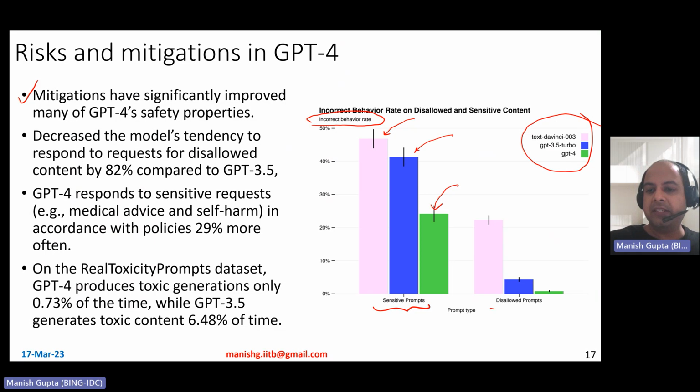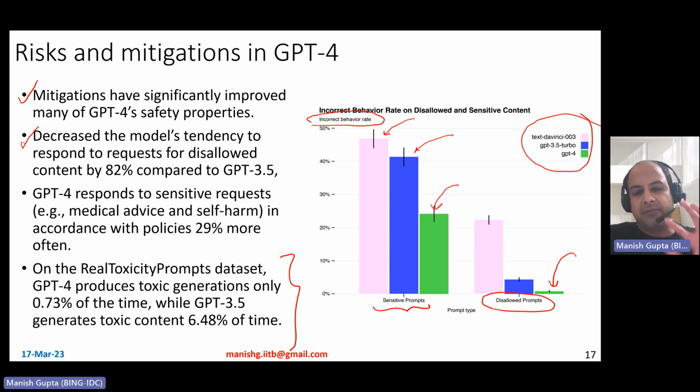Even on disallowed prompts, as you see, clearly it is coming up with a much smaller incorrect behavior rate. So in short, it decreased the model's tendency to respond to requests for disallowed content by 82% compared to GPT-3.5. And it responds to sensitive requests, for example, for medical advice or self-harm, in accordance with policies 29% more often compared to the previous models. Not shown in this picture, on the real toxicity prompts dataset, GPT-4 produces toxic generations only 0.73% of the time, while GPT-3.5 generated them 6.48% of the time.